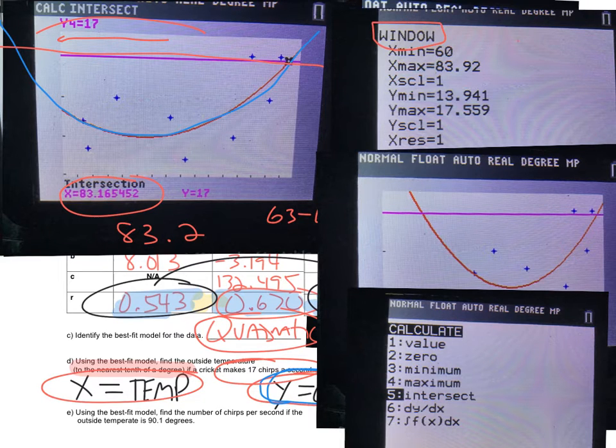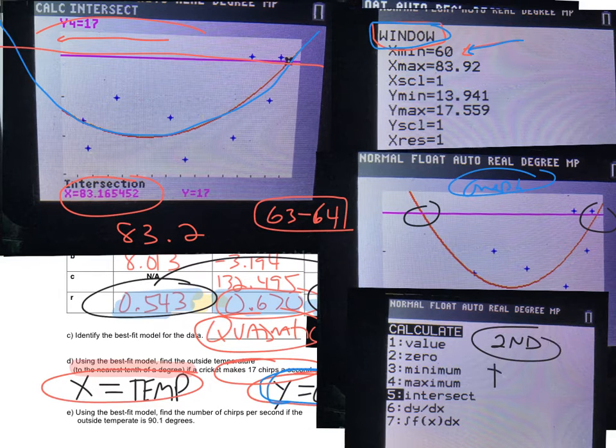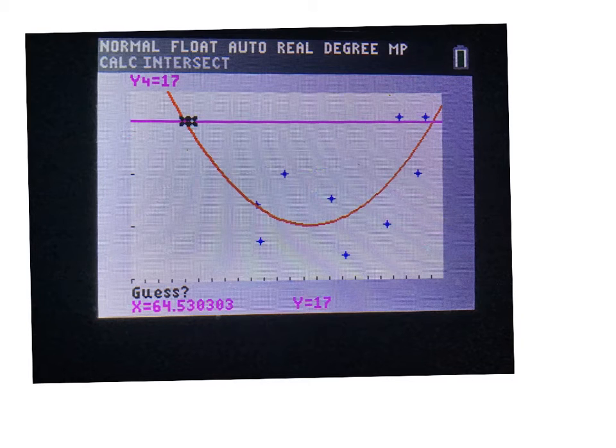I'll press window and change my X min to 60 because I thought this other point of intersection was in between 63 and 64. So press window, change the X min to 60, then press graph. And what you will see is now a viewing window with both points of intersection. Go back to calculate, which was second, and trace. Go to option 5, which was intersect. Last time you pressed enter 3 times. This time what you want to do is press enter 2 times.